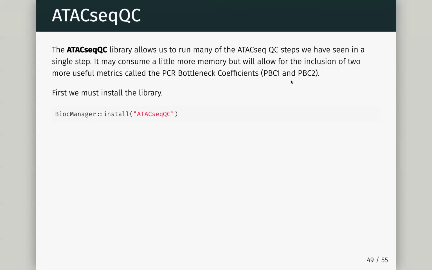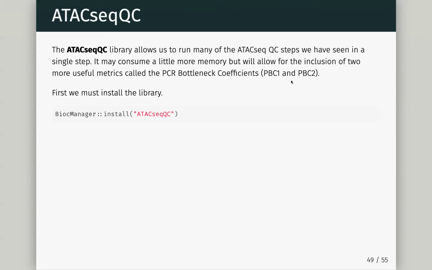Two really useful metrics from this are PBC1 and PBC2. So these are your PCR bottleneck coefficients 1 and 2, and these originate from ChIP-seq, but have become essential for ATAC-seq. Before I jump into this, another thing you can do is I showed you how to sample BAM files. So you can often sample a BAM file down to 10 million reads and run this tool, ATACseqQC, and it will work a lot easier. If you've got 100 million reads and you want to run this on your laptop, it's going to struggle.